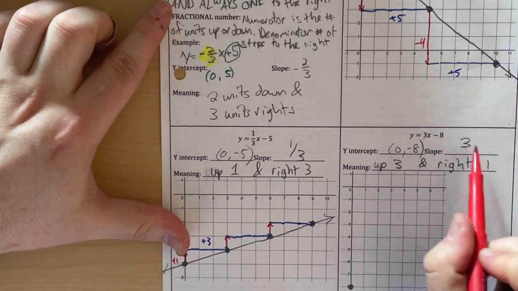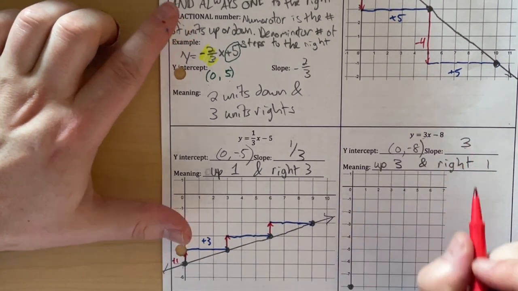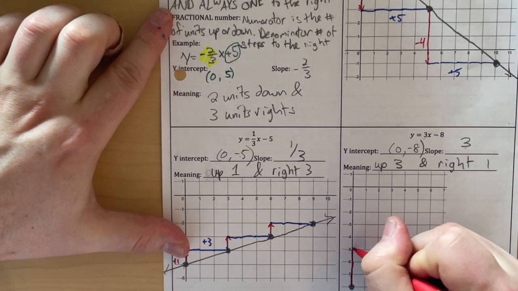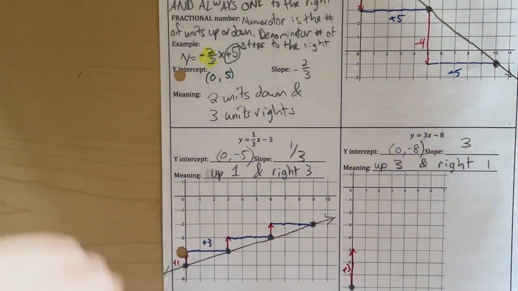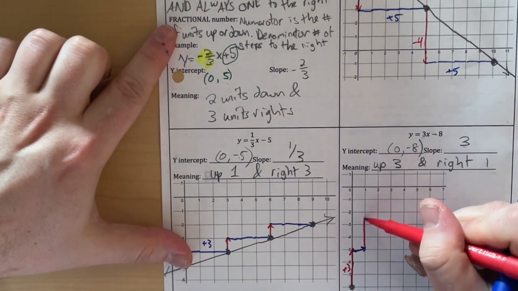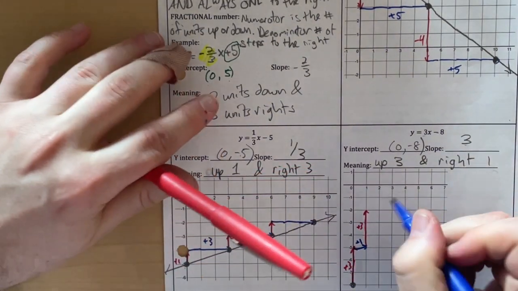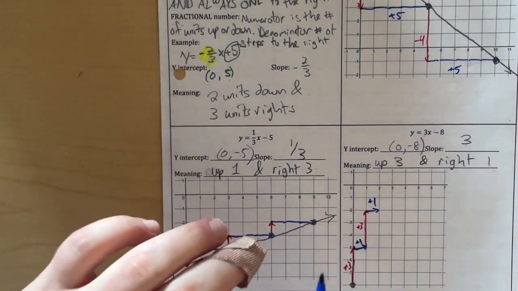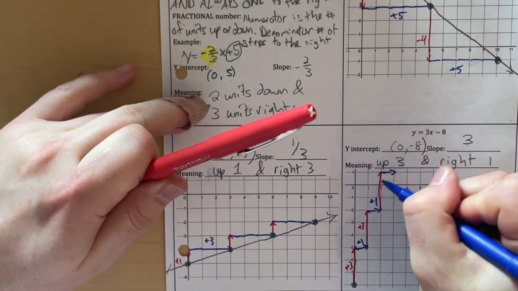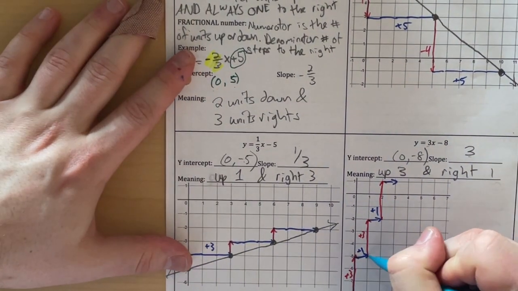So notice, since this is an integer value, again, the larger the value, the steeper the slope. So we're going to have 1, 2, 3, so we have plus 3, and then to the right 1. So each time I make this staircase, I'm moving up 3, and to the right 1. So each of those steps helps me build that staircase. And then once I have those, I can plot those points.